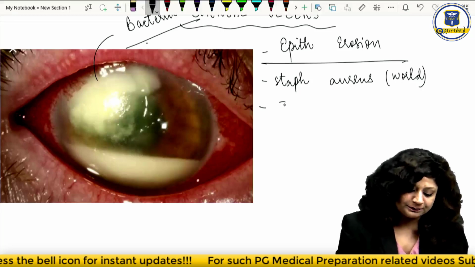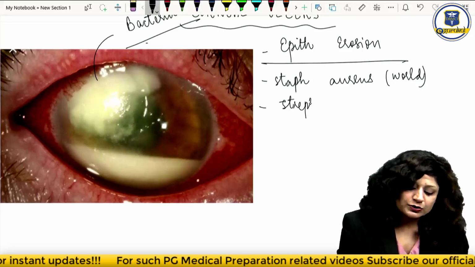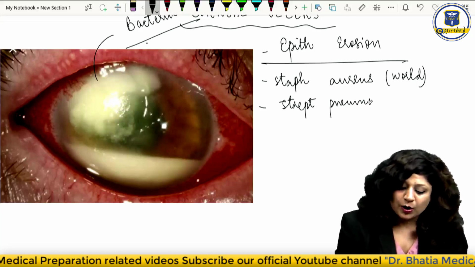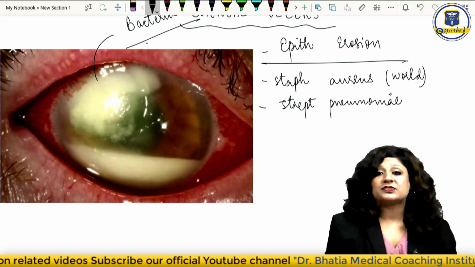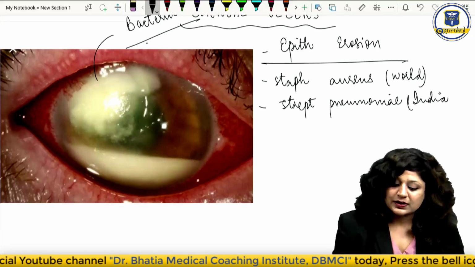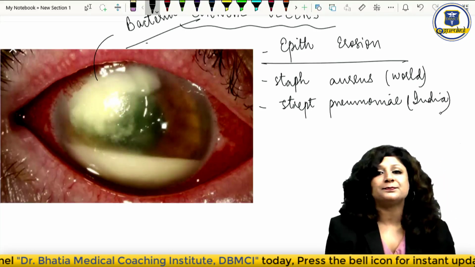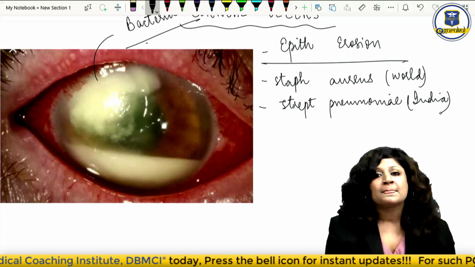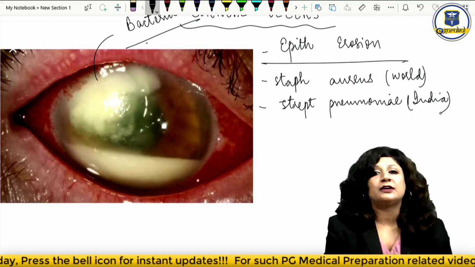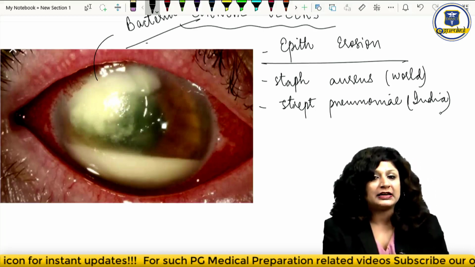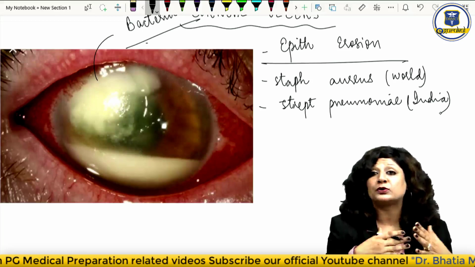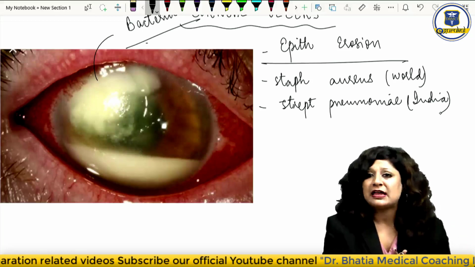Streptococcus pneumoniae. So we have the most common in the world, as well as the most common in India, as well as the most common factor which is actually responsible for the corneal ulcer, which is epithelial erosion. Now, because most bacteria are not able to invade the intact epithelium, epithelial erosion is actually the most common cause of this secondary bacterial infection.